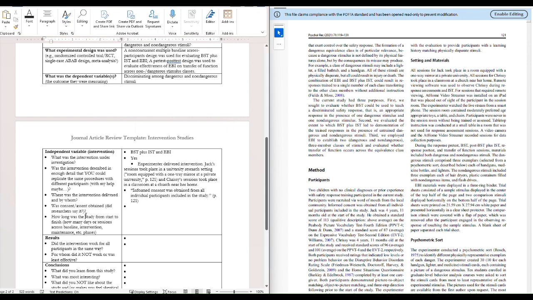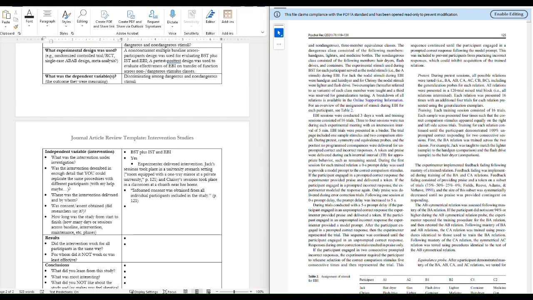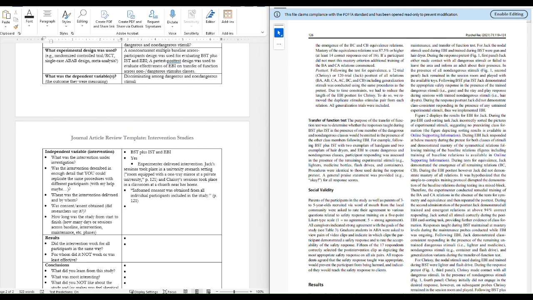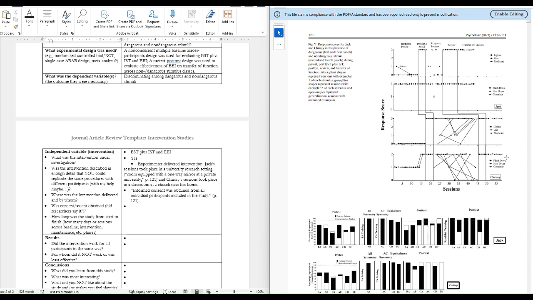All right. How long was the study from start to finish? How many days? Usually you can go to a graph, or you can search for keywords like weeks or days. It'll tell you in here, like right here, 72 trials, 120 trials, that kind of thing. Sessions. So this is over 55, so I know I'm going to go look for that. 60.